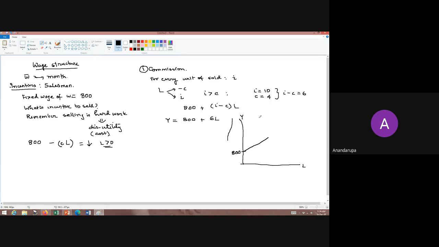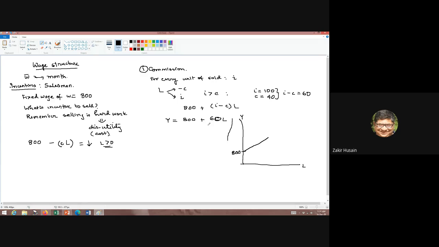Sir, how did the 6 come in 6L? Okay, over here it is 800 plus you're getting some commission, but there's also a cost. You have to travel about the city on your scooter, so you have to pay out some money for the scooter bills. Okay, got it. Yeah, let's make it 140. Otherwise the figures are too low.